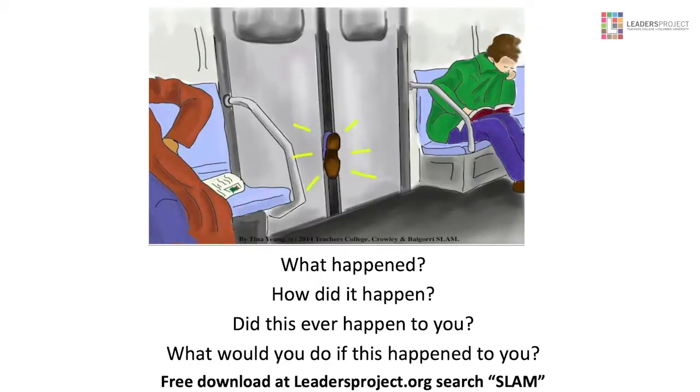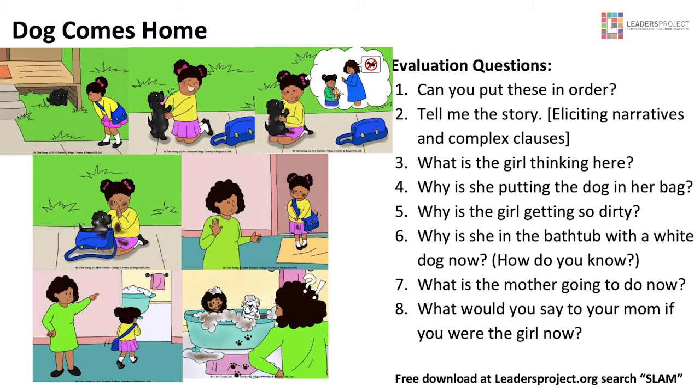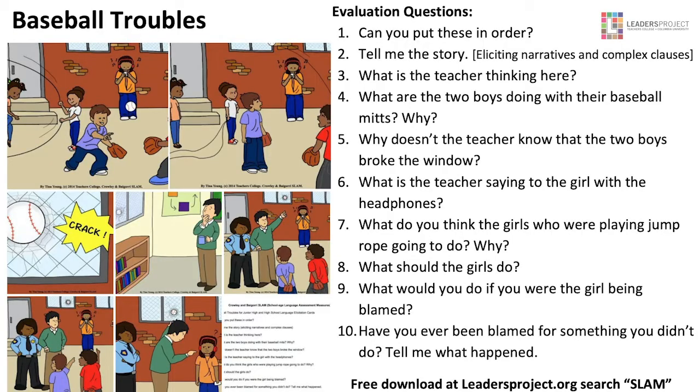This is one thing I have been using for 25 years. I call it the subway. If you live in a place like New York where you have subways or trains that are usually used by your students you're evaluating, it's a great source. Bunny Goes to School and Dog Comes Home are both available online. They're language elicitation tasks. These are for 4 years old through early elementary. Then we have Baseball Troubles and Lost Cell Phone for late elementary through high school. They're all available again at leadersproject.org.